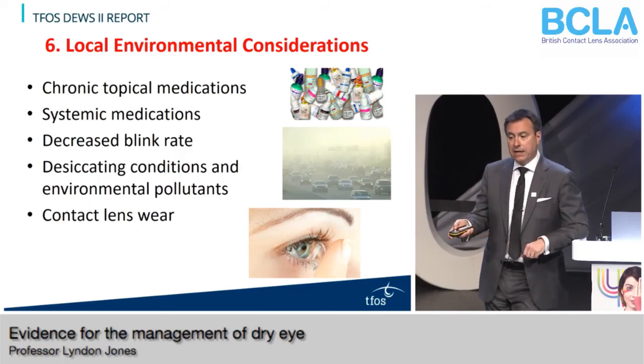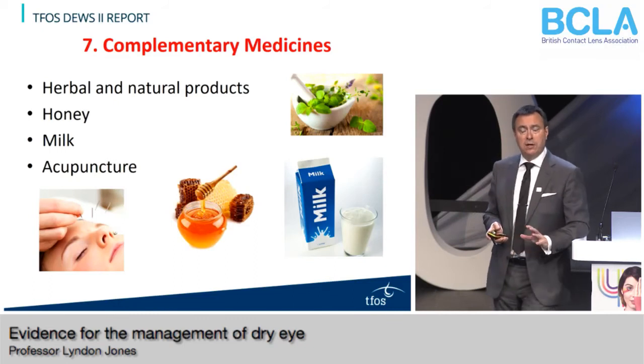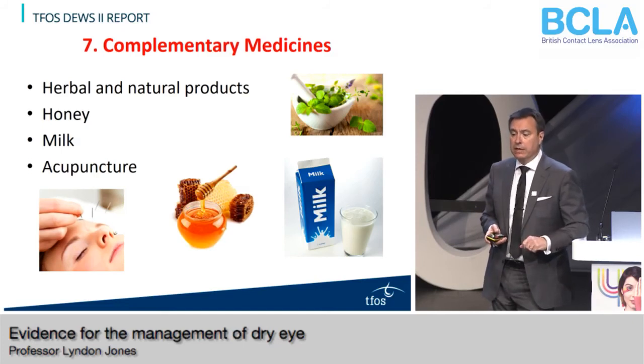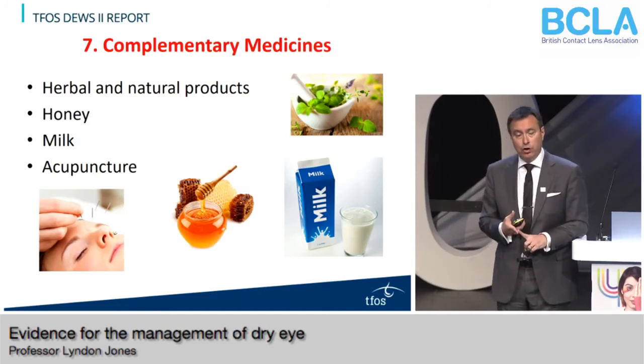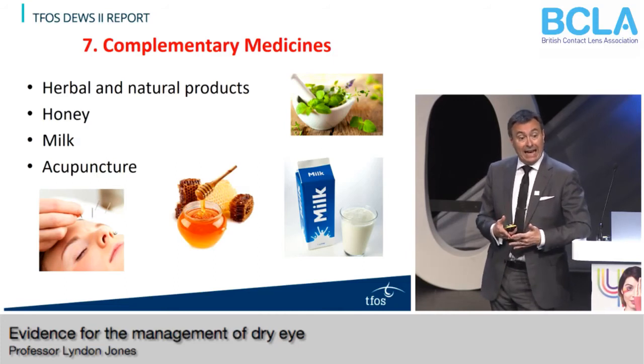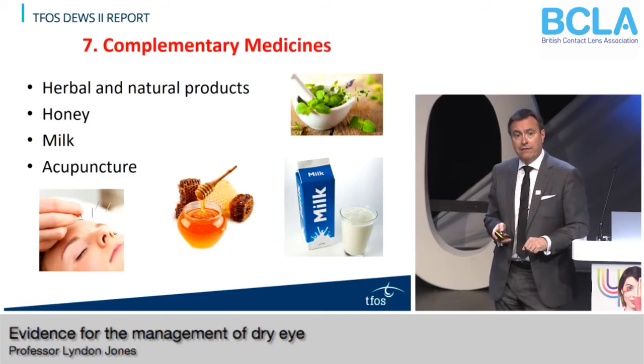And then the final section we looked at, the seventh section, was again a brand new section which certainly wasn't in the first report 10 years ago. But again, now some pretty good evidence to show that complementary medicines, things like herbal and natural products, honey, even milk, and things like acupuncture can actually work very helpfully in terms of the management of patients with fairly significant dry eye.